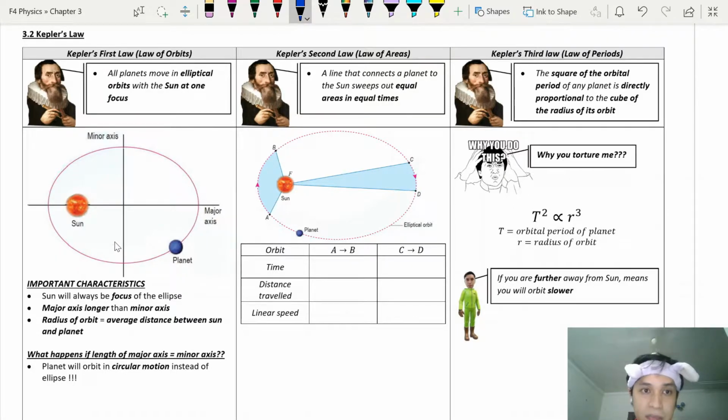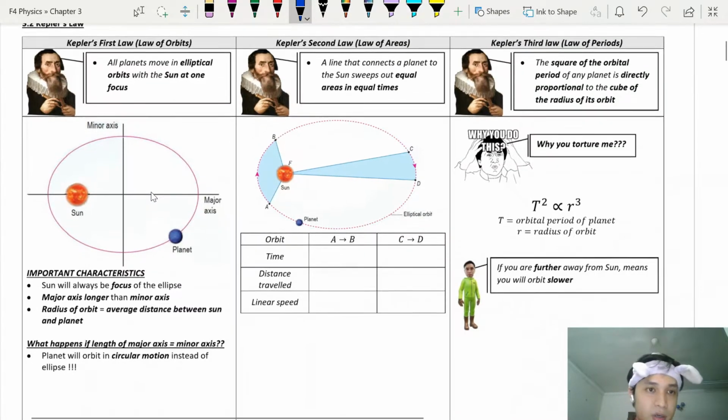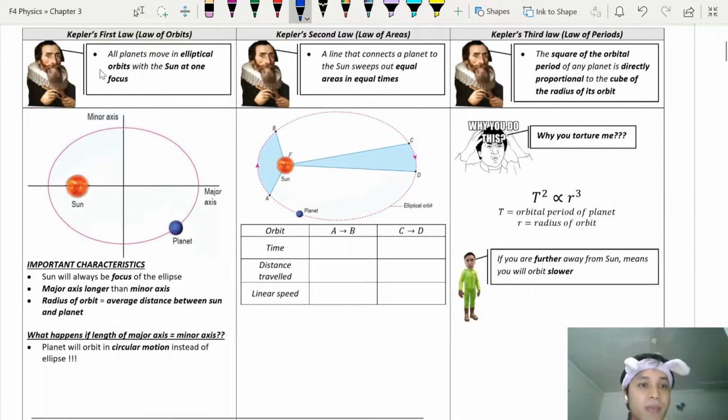Now, a few things that I would like to highlight here about the first law. Of course, the orbits of the planets in the solar system are based on the sun. So the sun will be your focal point, or the focus. Everything is calculated based on the orbit of the planet around the sun. And the reason why the planet goes in an elliptical shape and not a complete circle is because you have two axes here.